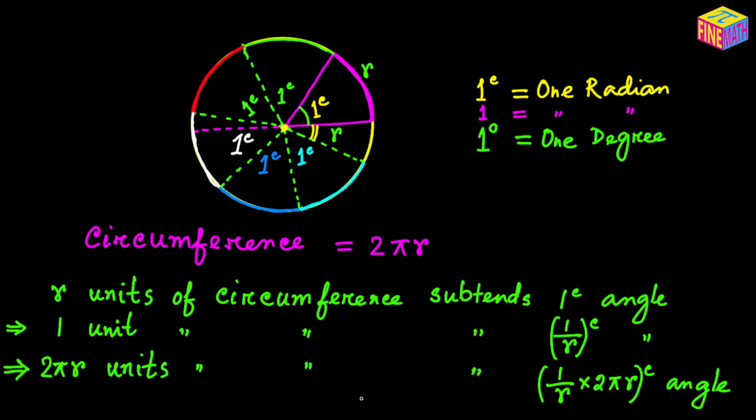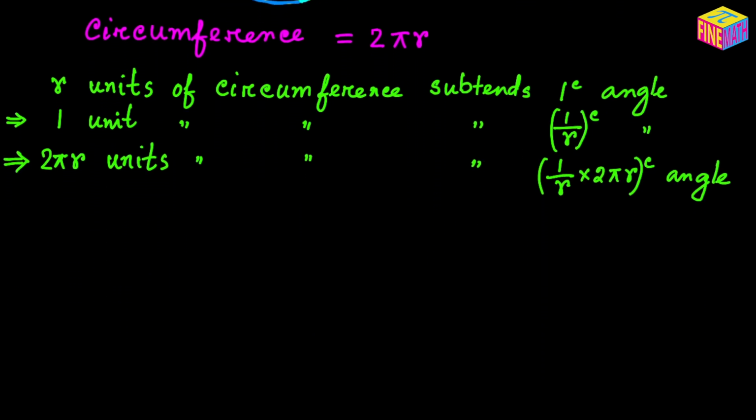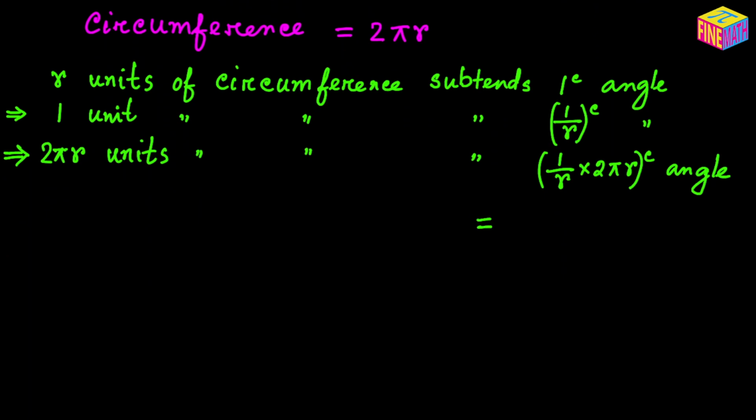So we can say that 2 pi r units of the circumference would subtend 1 over r multiplied by 2 pi r, so many radians. The r in the denominator and the r in the numerator will cancel each other, so we'll be left with just 2 pi. So it would be a 2 pi radian angle. That means the angle at the center of the circle is equal to 2 pi radians.